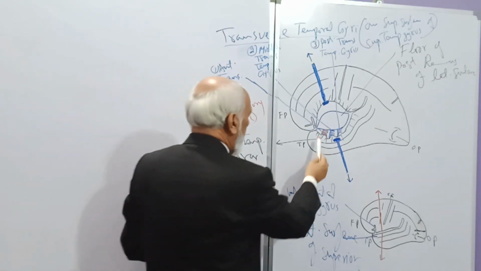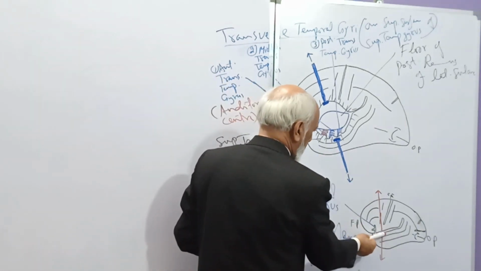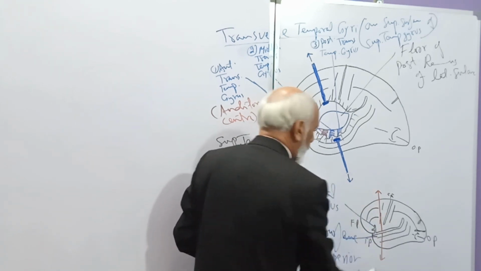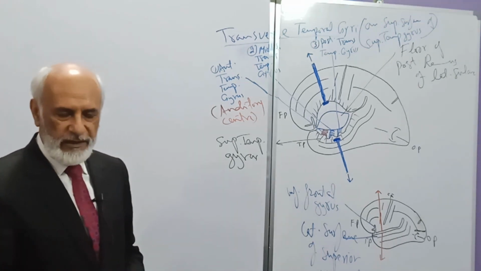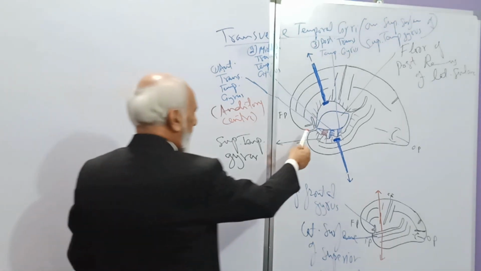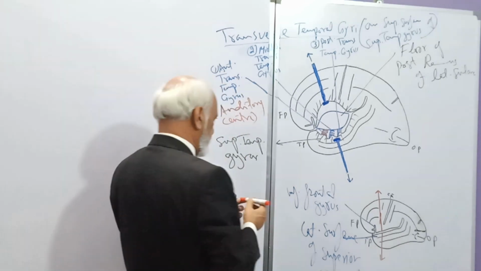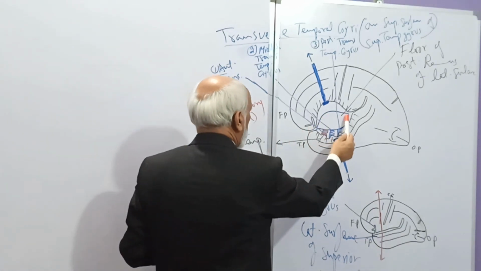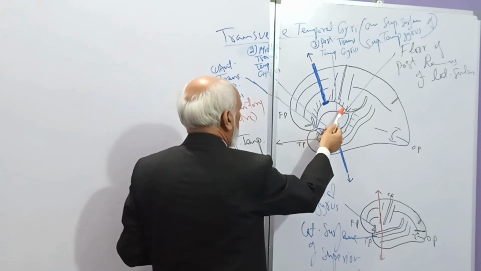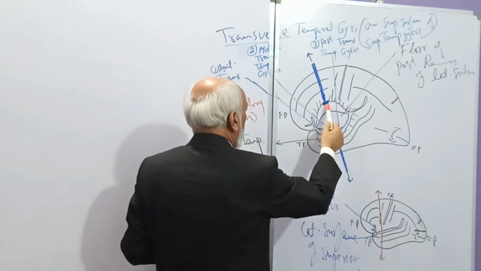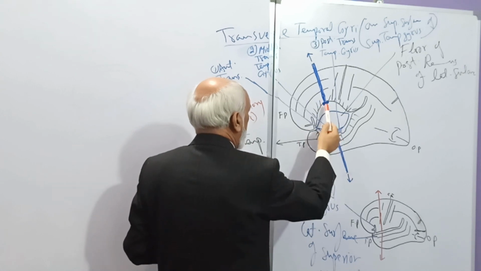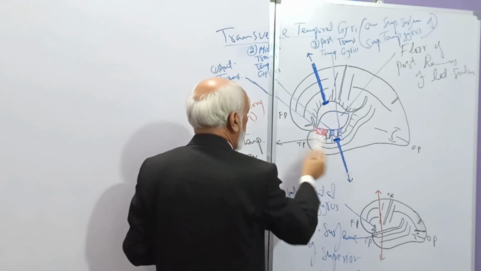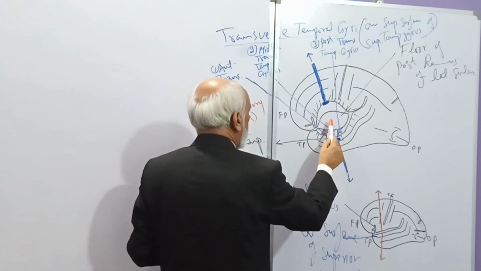So these 3 gyri are only visible when you move apart the upper and lower lips of the posterior ramus of the lateral sulcus, as I've shown in this diagram. Then I told you this is the floor. This is the upper surface of the inferior frontal gyrus. This is the upper surface of the superior temporal gyrus. Here in the middle, it is the floor.